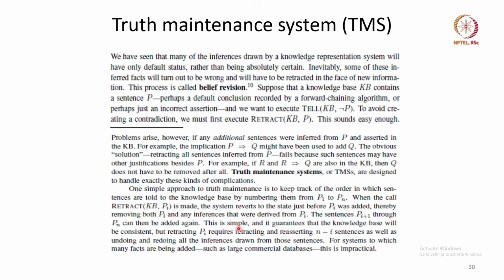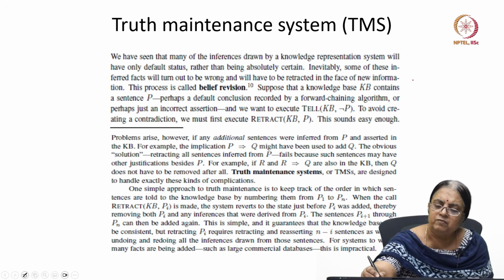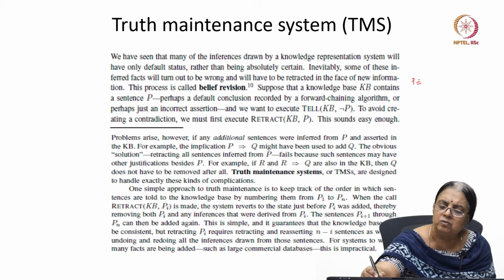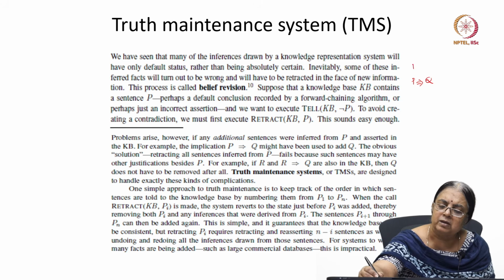Okay, so we talked about truth maintenance, right? So how do we carry out truth maintenance? This part has been taken directly from Russell and Norvig. It's something like you want to retract, say, P from the knowledge base. So how do we retract P? We went into that, where we said that we don't know, if you have something like P implies Q and you retracted P.